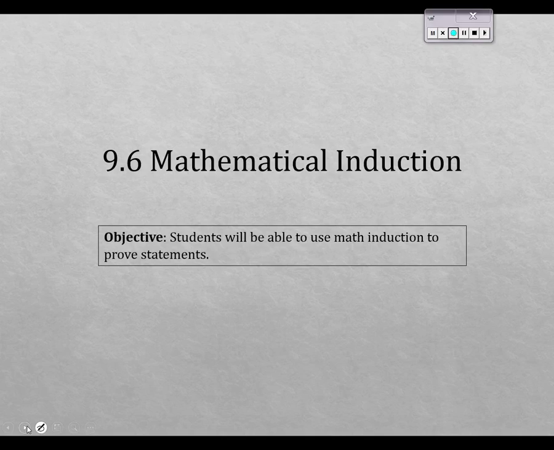And that's what we're going to be doing today. We're going to be proving statements using a new technique that might blow your mind. It's called math induction. And before I say anything else about math induction, I should say it's different.